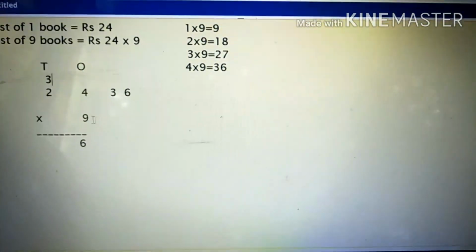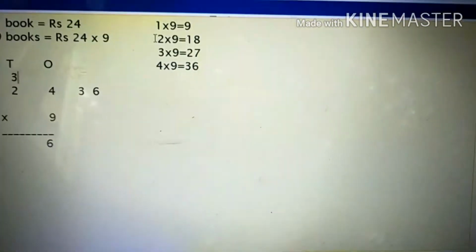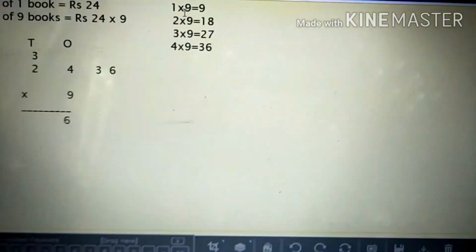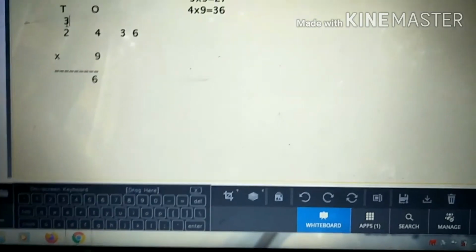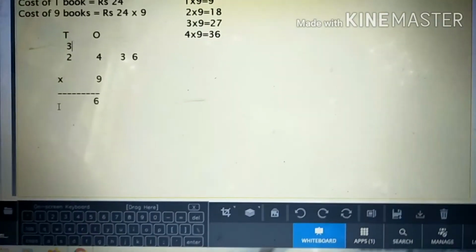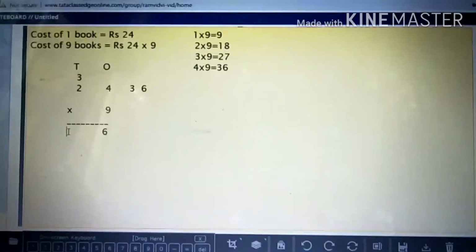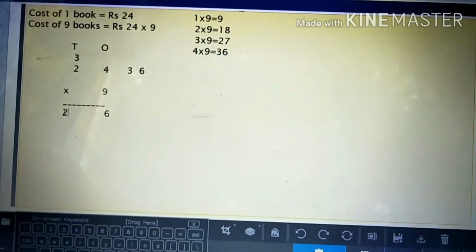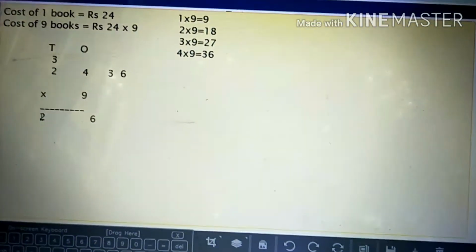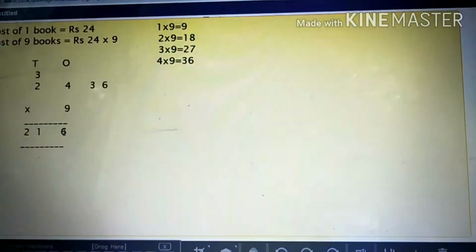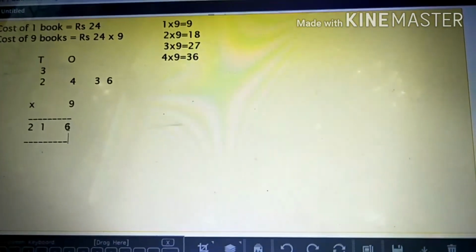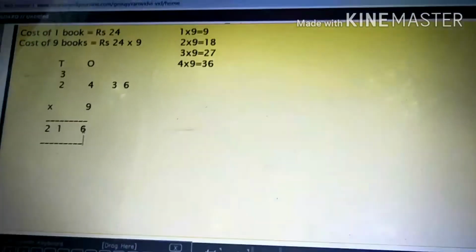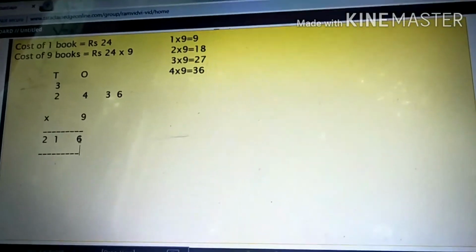Then 2 times 9 is equal to 18. 18 plus 3 we get 21. So under the tens place I write 21. So now we get the answer, rupees 216 for the cost of 9 books.